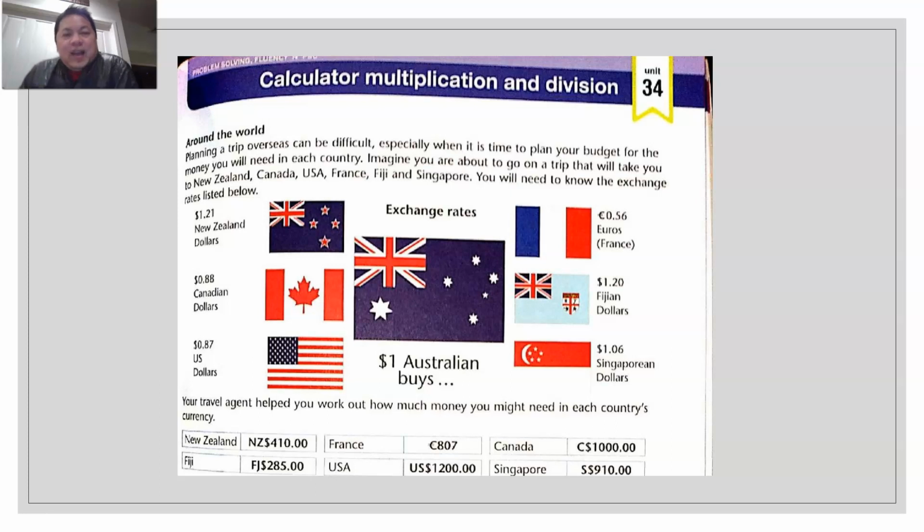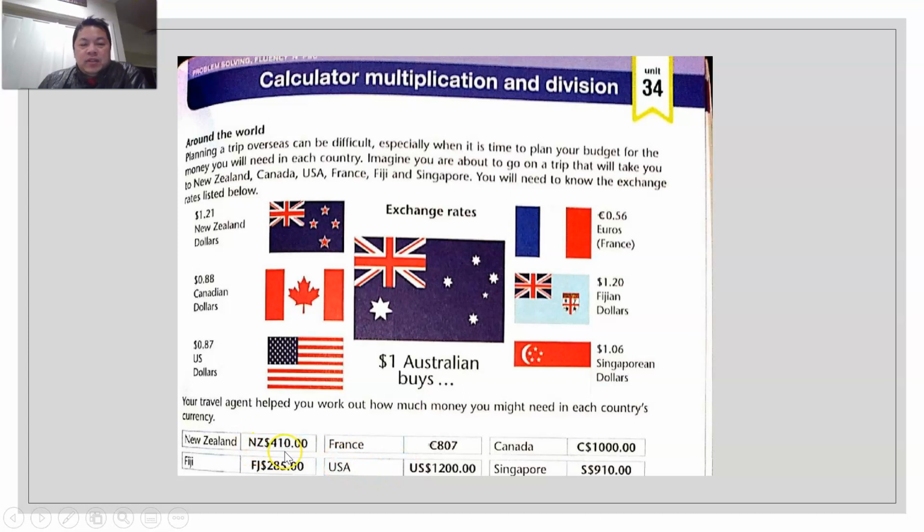So at times when we go overseas, we need to know how much money to change. So this particular practice is for us to know how to go about changing money. So as you can see, we have the exchange rate. We are planning a trip to New Zealand, Canada, United States, France, Fiji, as well as Singapore. Oh, I love this country. So you're supposed to change money into the currency of the 6 different countries here.